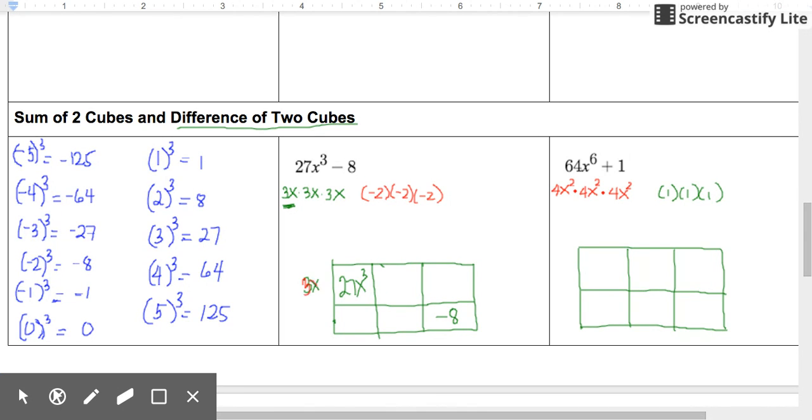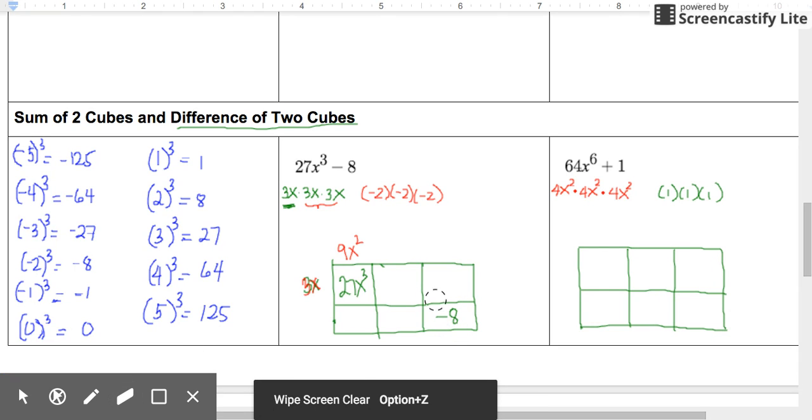Okay, so let's make that 3x. And then we think of what we multiply by 3x to get 27x cubed. That's going to be 9x squared. So let's check: 3x times 9x squared is 27x cubed.